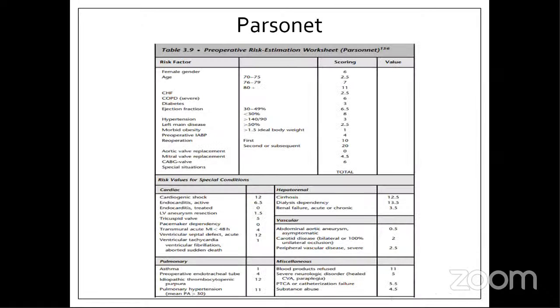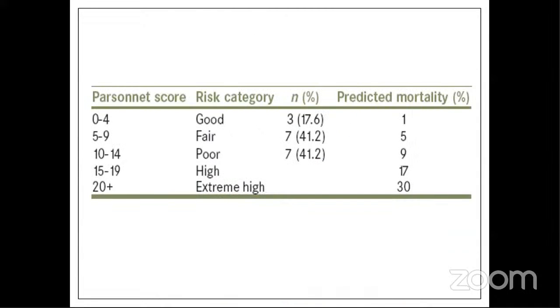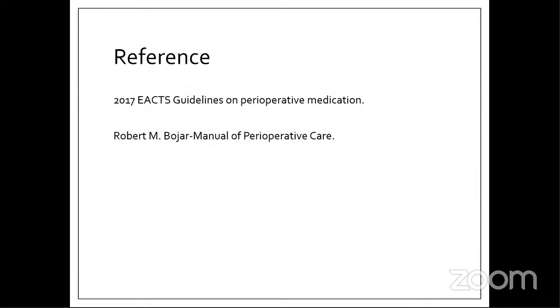Parsonnet is another way to estimate the mortality. After you calculate the score, you interpret the result here. These were my references. Thank you.